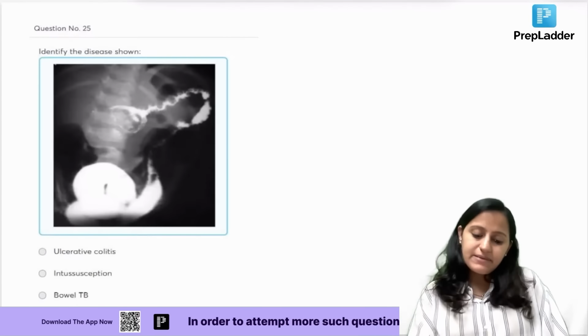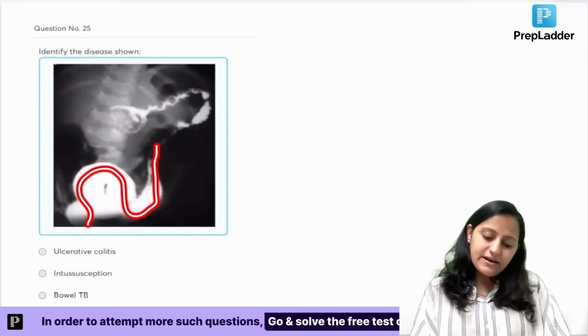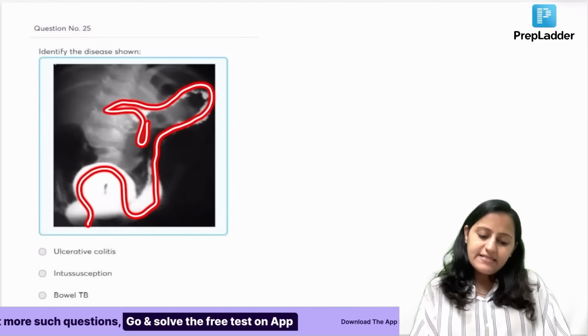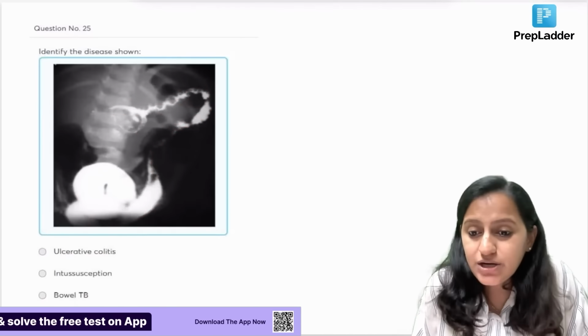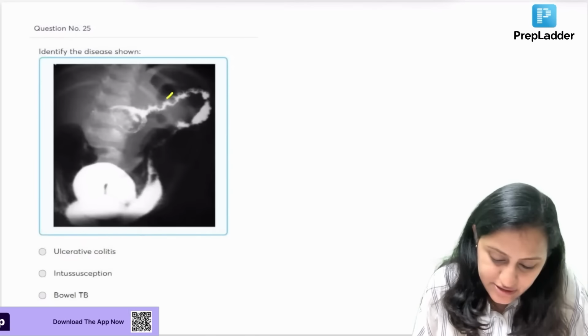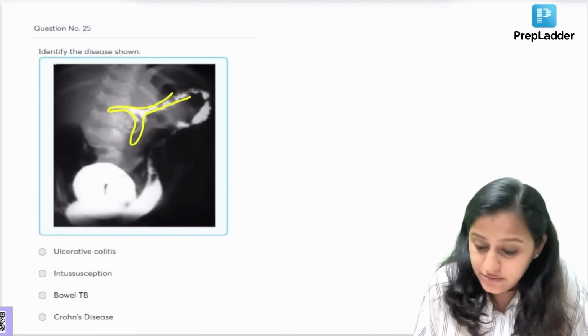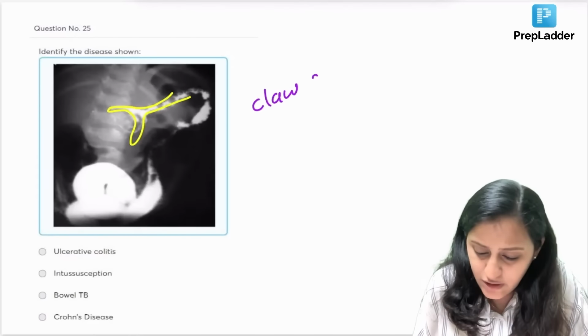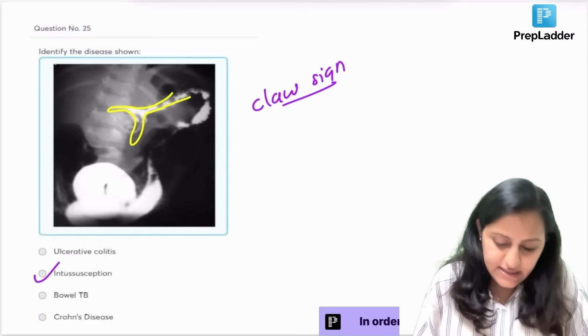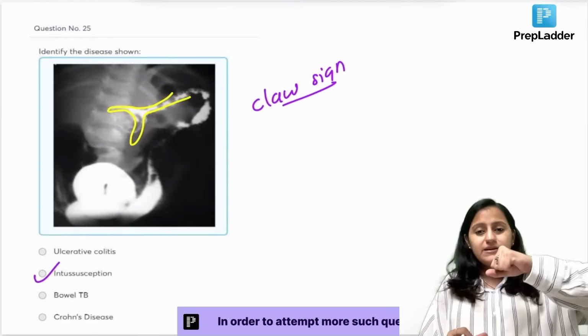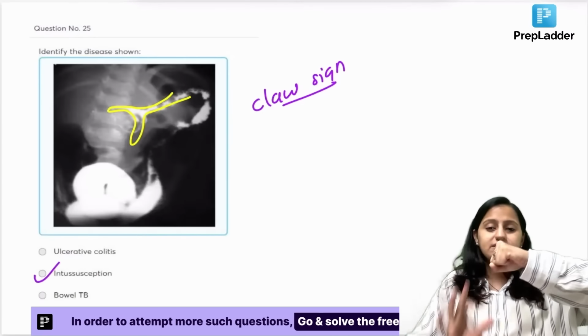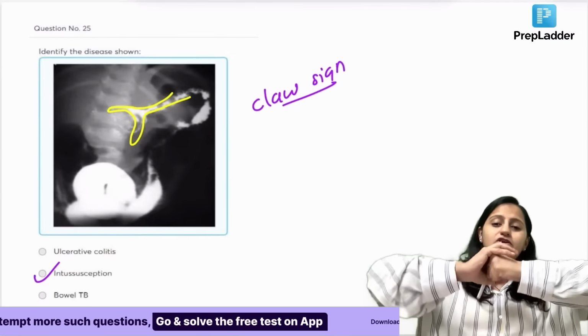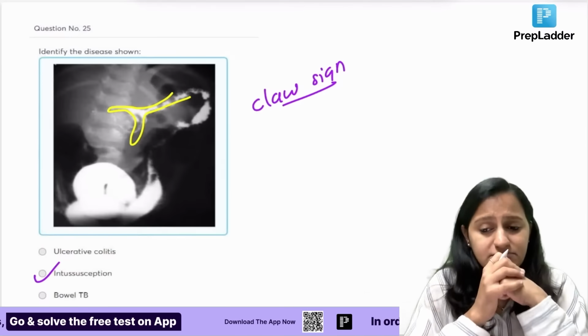This is a barium enema that you can see. Here the barium is coming, and then the barium is becoming like a claw. Absolutely right. So this is the claw sign, which is seen in intussusception. Remember, intussusception is one bowel going inside another. When you do the barium, it forms a claw around the intussusceptum.